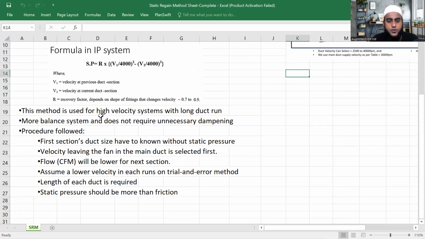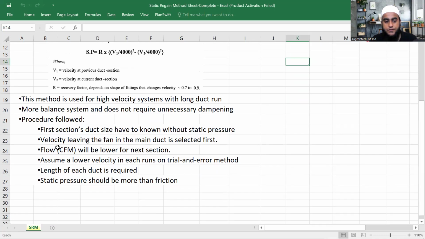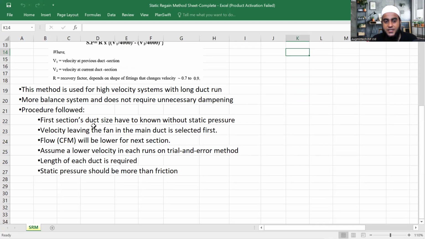It is written clearly where we have to use the static regain method. This method is used for high velocity systems with long duct runs, so basically for industrial application. It is a more balanced system and does not require unnecessary damping. Procedure: first, what do we have to do? We have to know the first section duct size without static pressure.